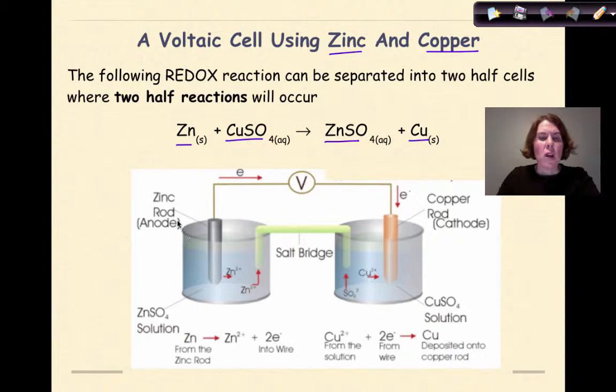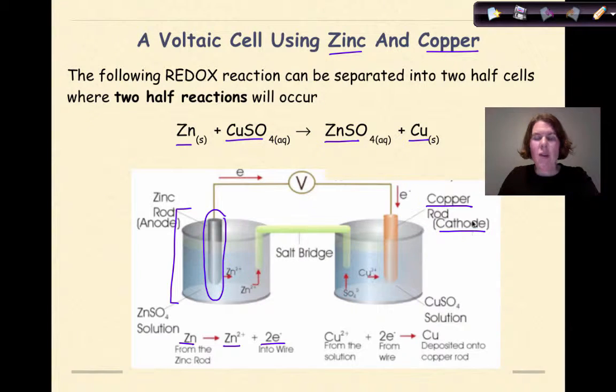So again, in one half cell we're going to have our zinc electrode and our zinc sulfate solution. Our zinc electrode right here is going to undergo oxidation. So zinc, from the zinc rod, is going to undergo oxidation and become zinc plus 2 and produce 2 electrons. At the same time, we have the copper electrode, which is known as the cathode because that's the less active metal. We have our copper 2 sulfate solution.